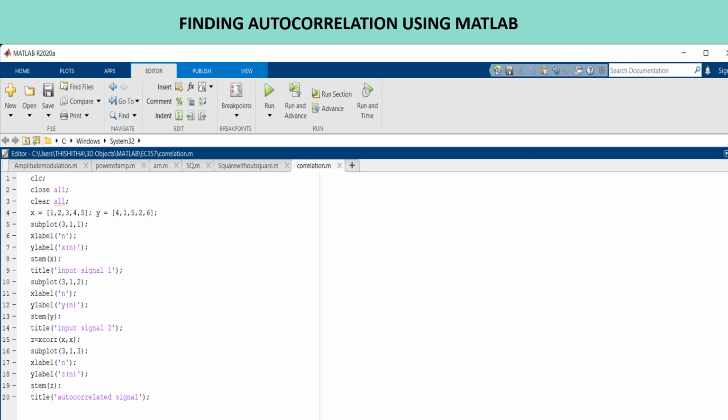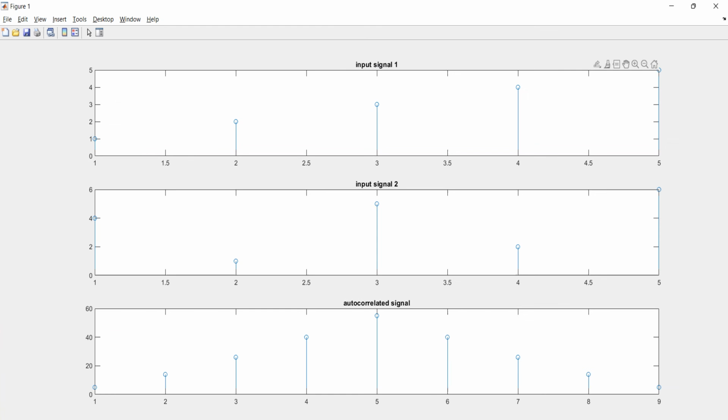In the title, it is given as input signal 1. So to find out the autocorrelation, we use the keyword xcorr, xcorr of x comma x. It plots the correlation sequence. Similarly, xlabel, ylabel, stem of z, and the title. Let us see the output of the code which we have written.